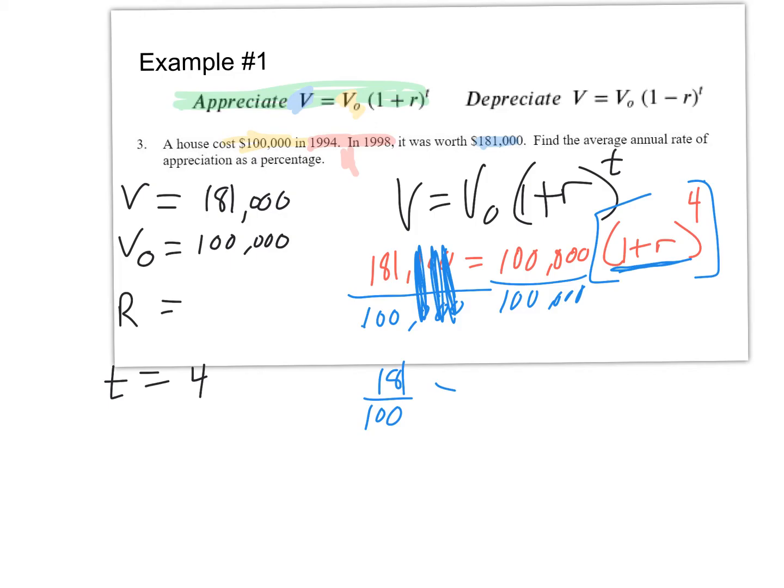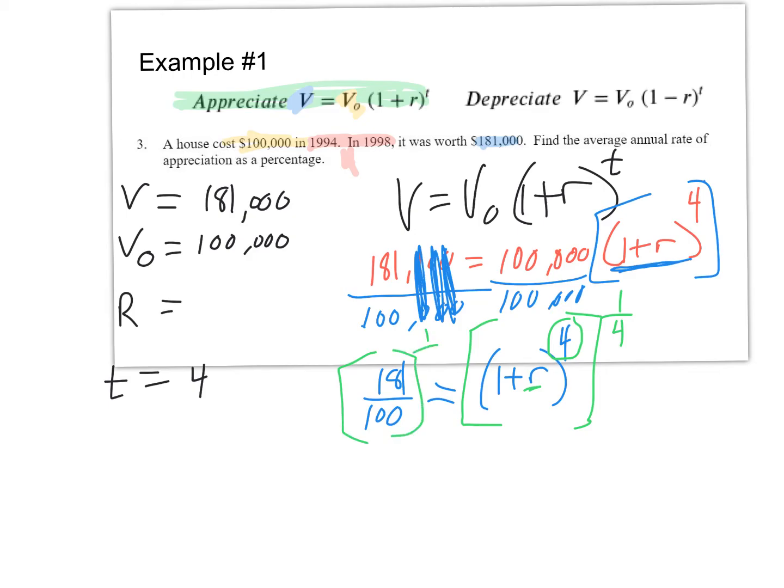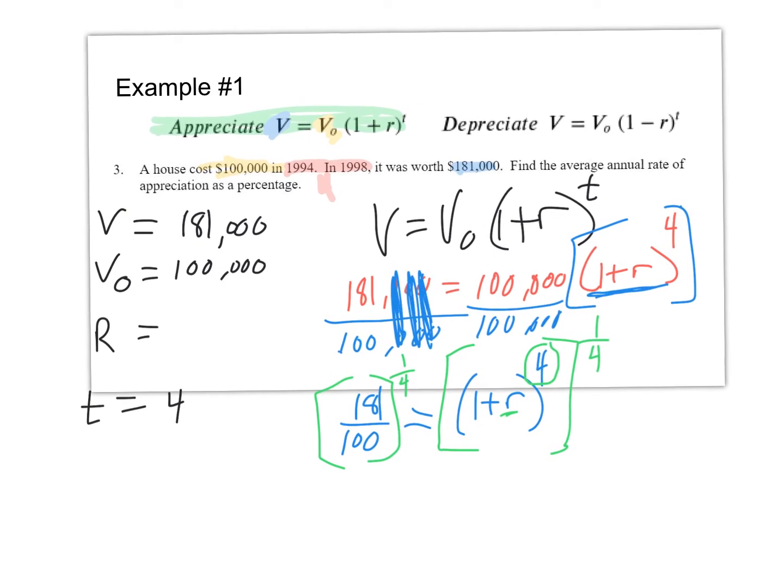Oops, sorry. Hold on, I'm going backwards here. So now we're going to do 181 over 100 equals (1 plus R) raised to the fourth power. Now, we still got to get at this R, but I got to take care of this exponent here. So I'm going to raise both sides to the 1/4 power, which means the 4th root. But again, it's a lot easier on your calculator to raise to the 1/4 power.